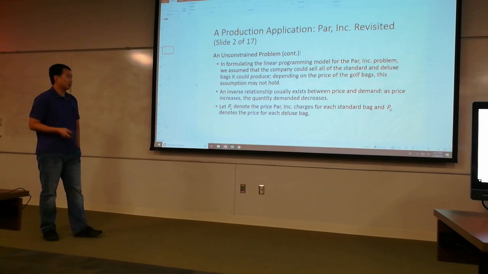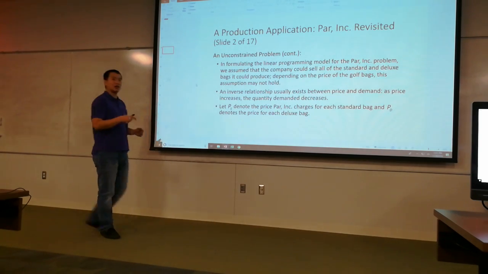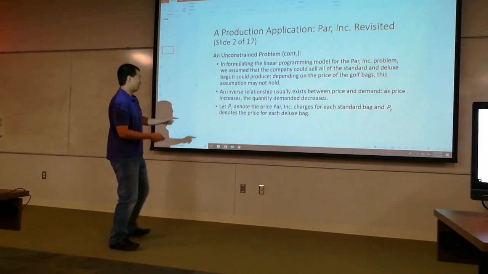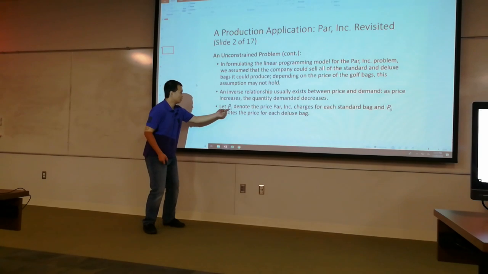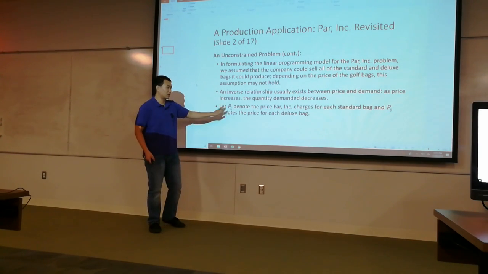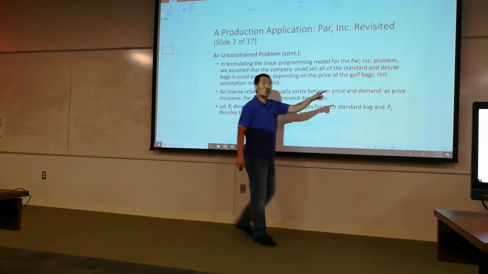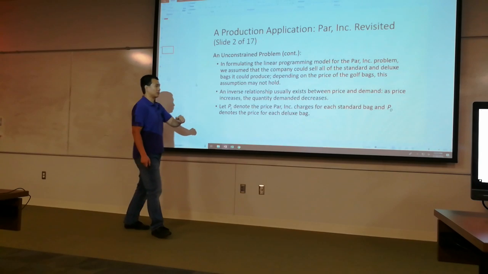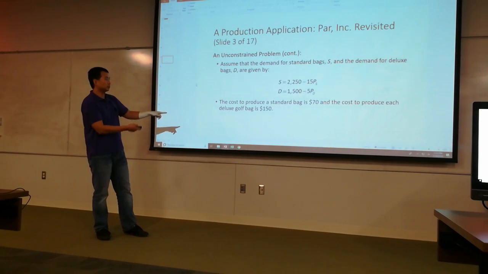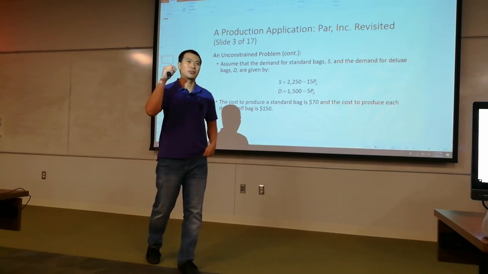That's something we expect. So let's use PS to denote the price for the standard bag, where P represents the price and the small s represents the standard bag. And let's use PD to denote the price of the deluxe bag. So we have two more things in this model. Then let's formulate the relationship between the demand and the price.